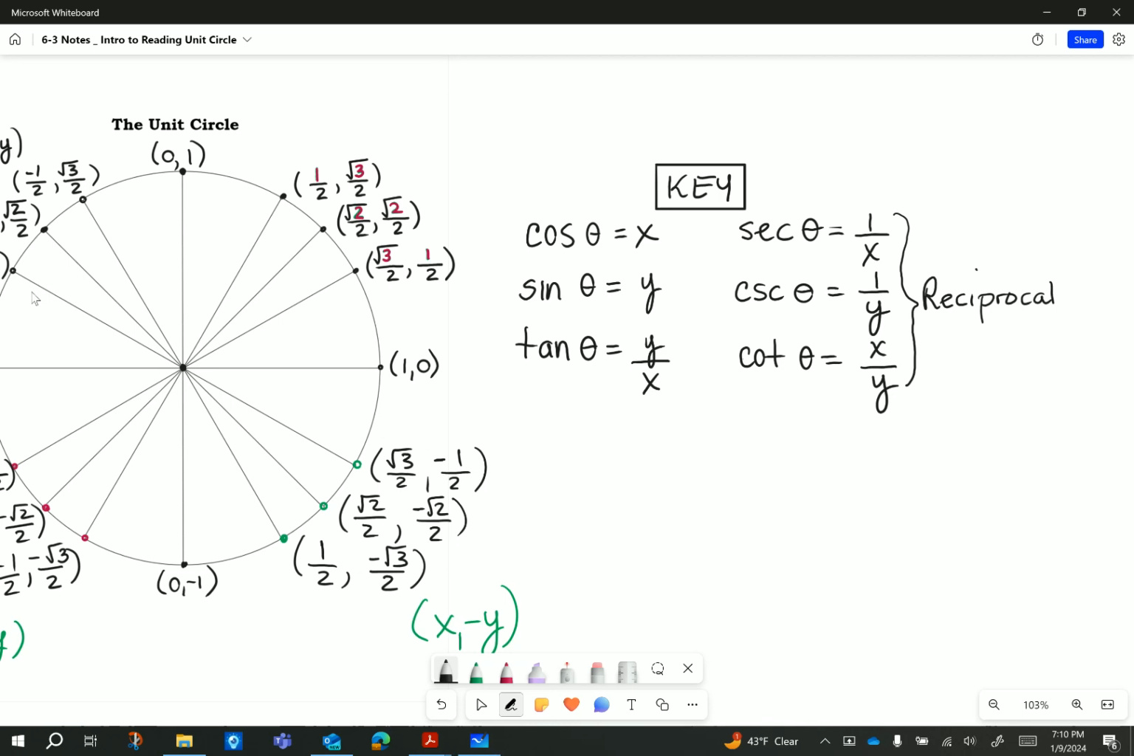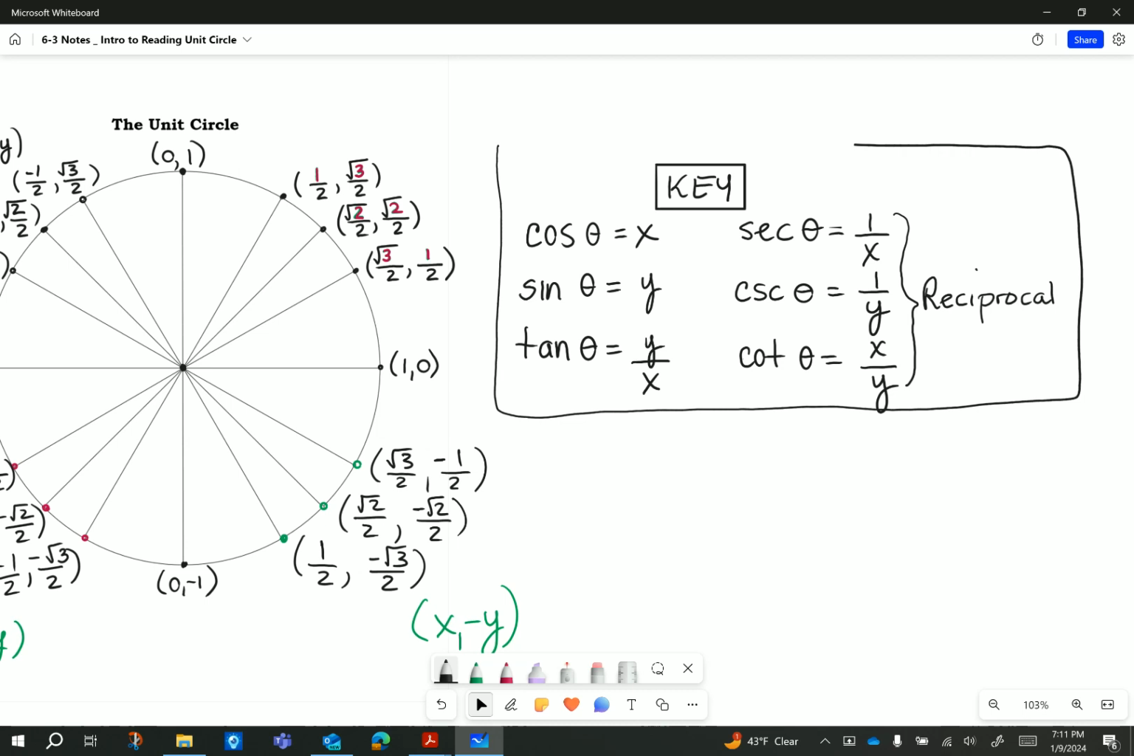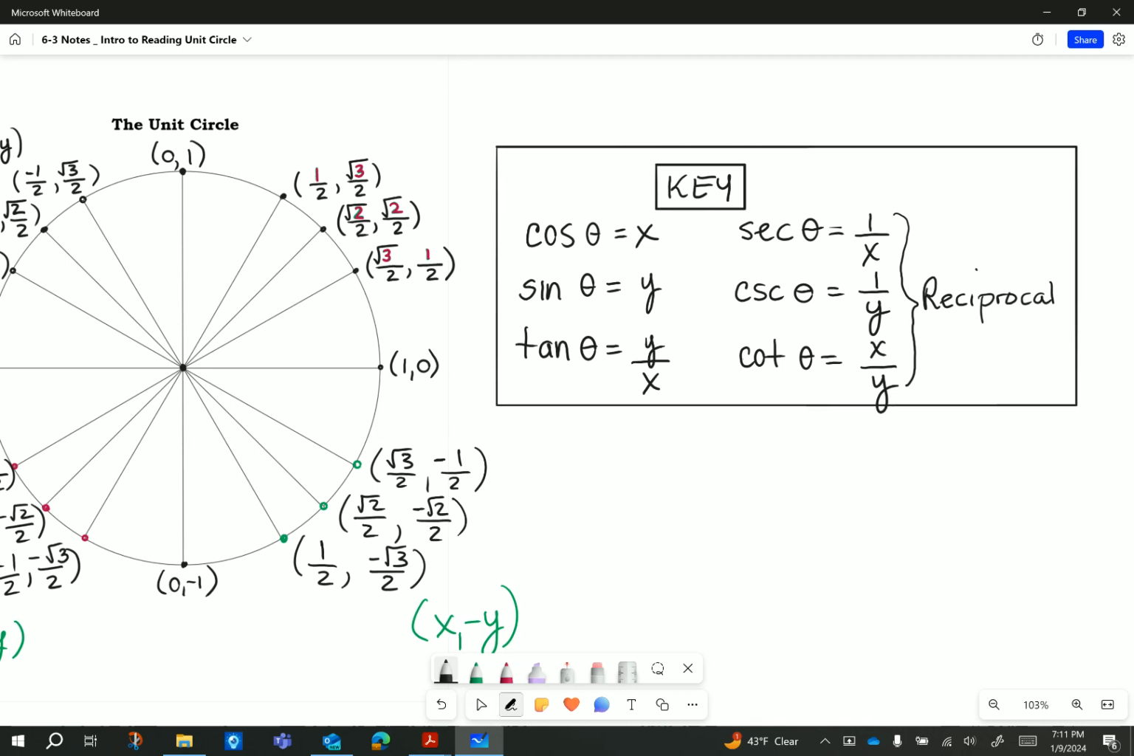You are going to use this key to be able to read your unit circle, but we will do that on part 2 video of 6.3 notes. So just go ahead and write this down somewhere for easy reference, and I'm sure I will rewrite it again on the next notes.